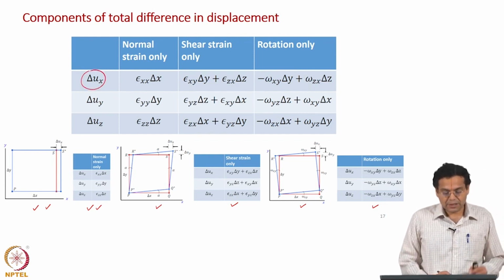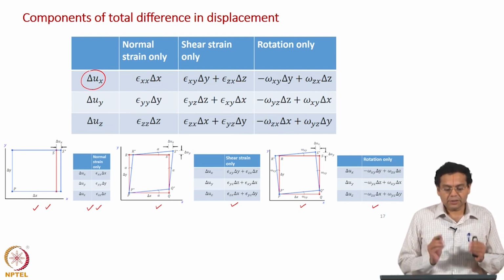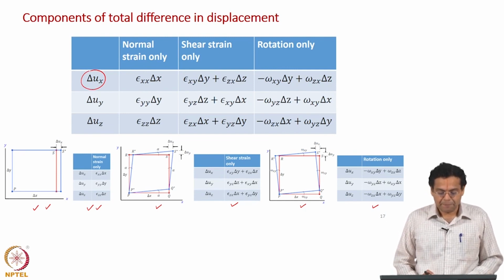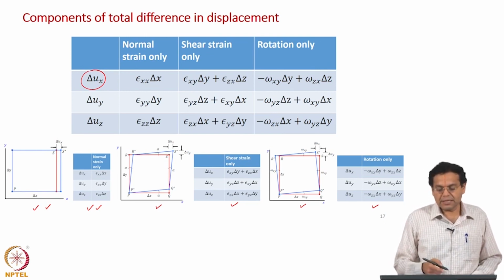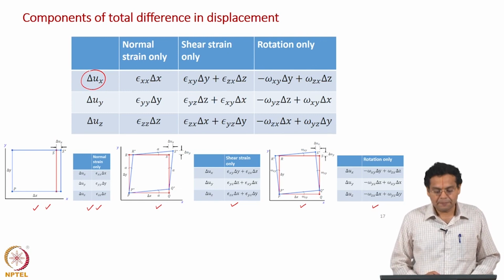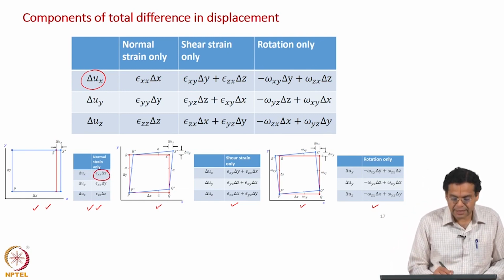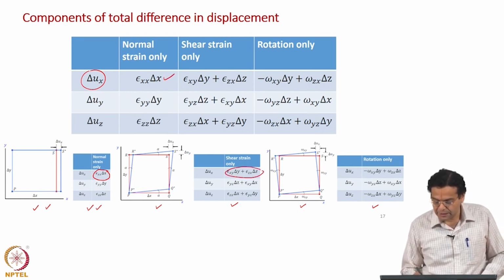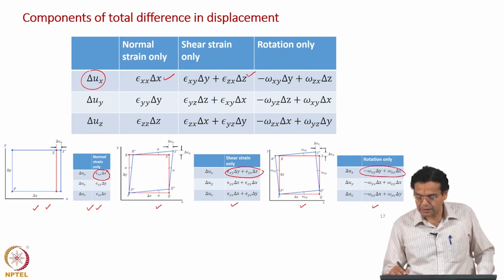This delta ux, what is written here is the total difference in displacement, that is the left hand side. Now the right hand side, you have 3 columns for, let us say, normal strain only, shear strain only, rotation only, and picked up components from here. Epsilon xx delta x is written here, and then taken the first row here, and these components are written here, and these terms are written here.